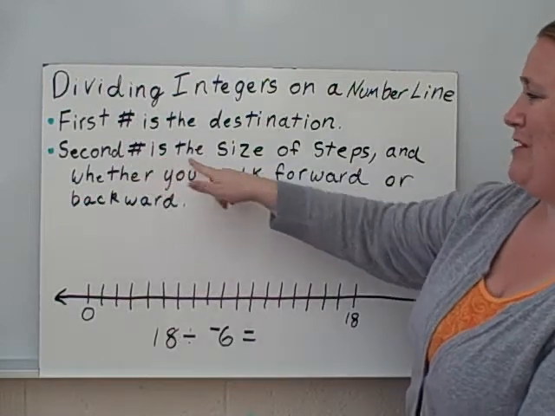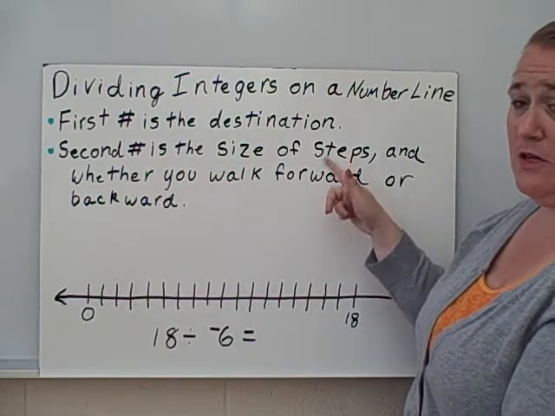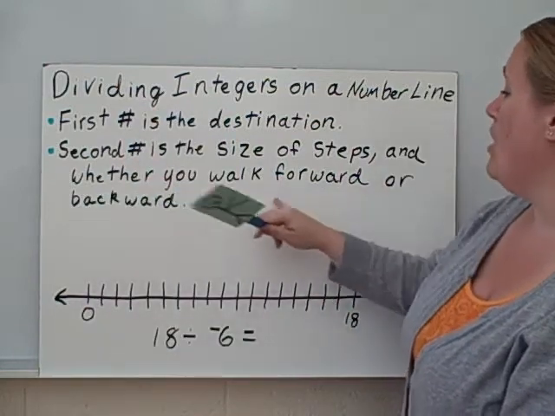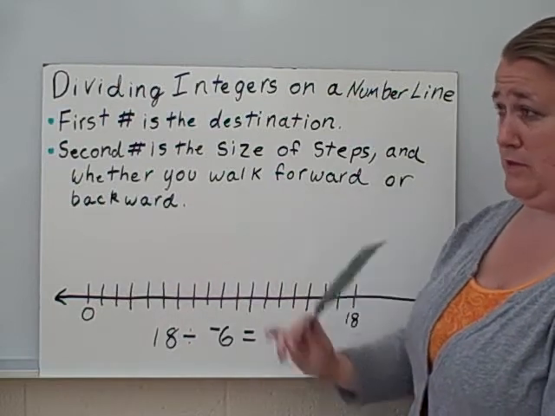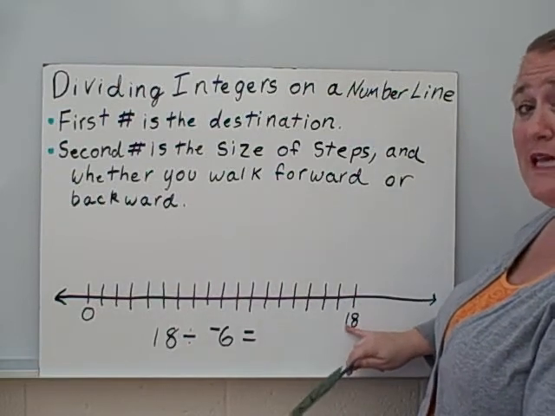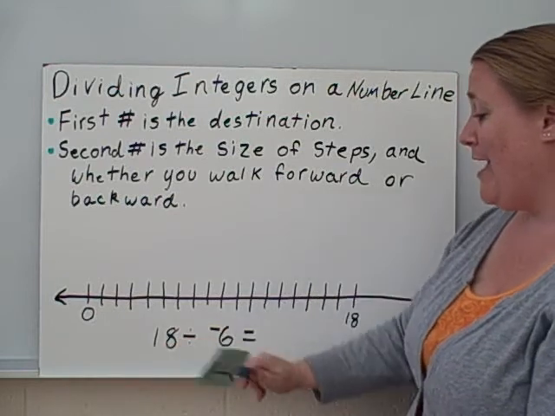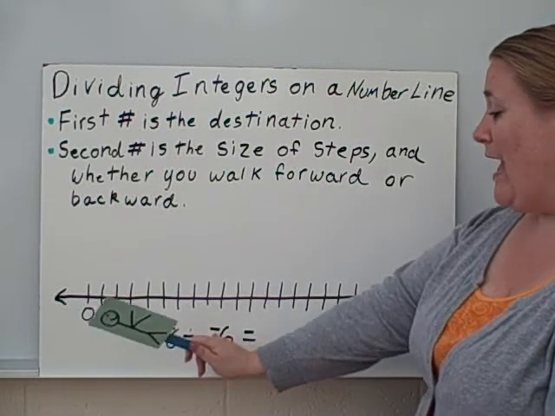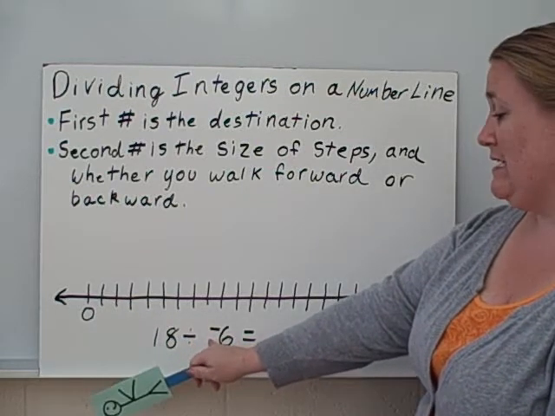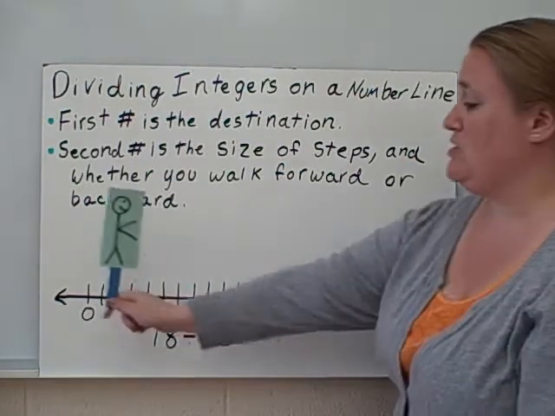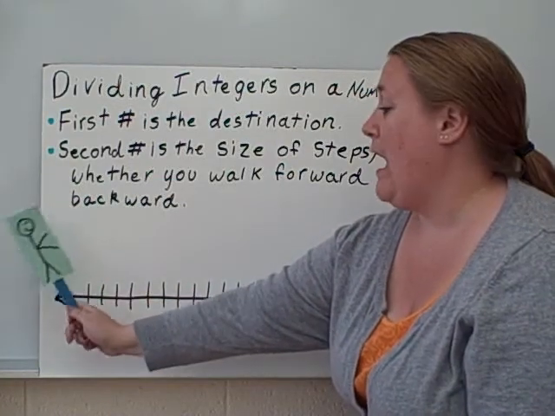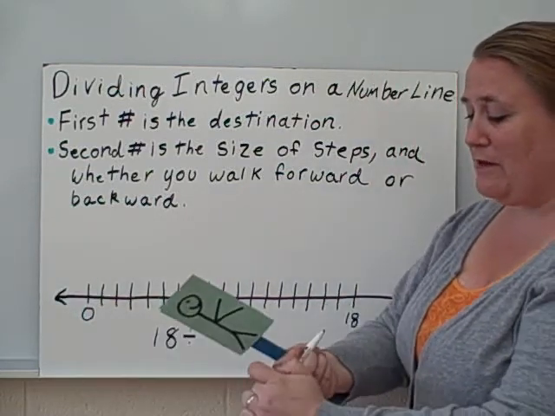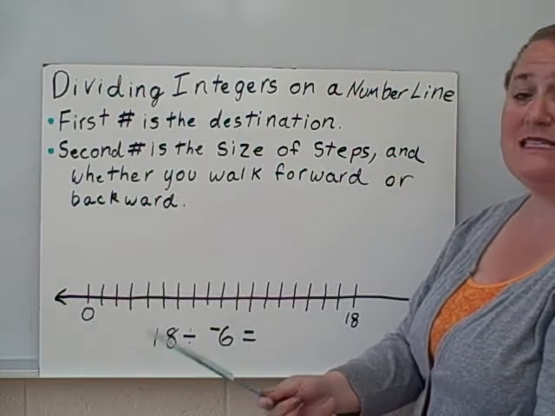The second number is the size of the steps, okay? How big my steps need to be, and whether you walk forwards or backwards, okay? So I'm always going to be going to 18 because that's my first number. I'm going to be taking steps that are size 6, and I'm walking backwards because it's a negative. All right, so I start here. I have to turn around so I can walk backwards, right? And I'm going to be walking backwards in steps of 6.